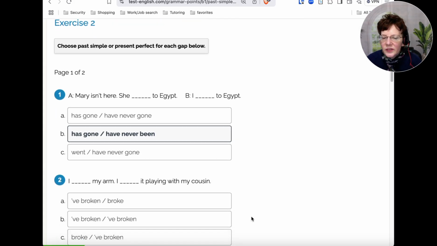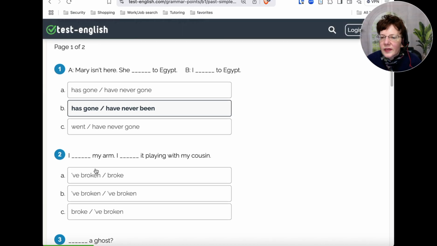All right, number 2. So I've got I, my arm. I, it, playing with my cousin. Okay, this is giving the details here, how I broke my arm. So have broken, broke, have broken, or broke, have broken. So if you chose option A, have broken and broke, you would be correct.